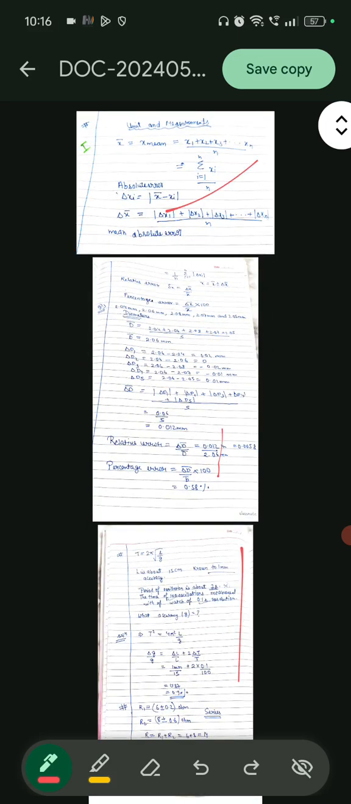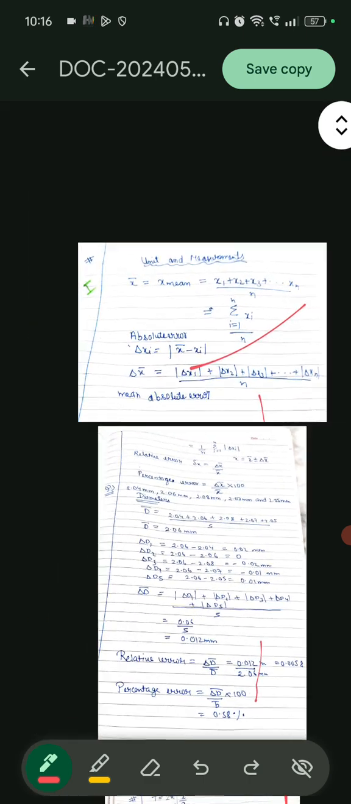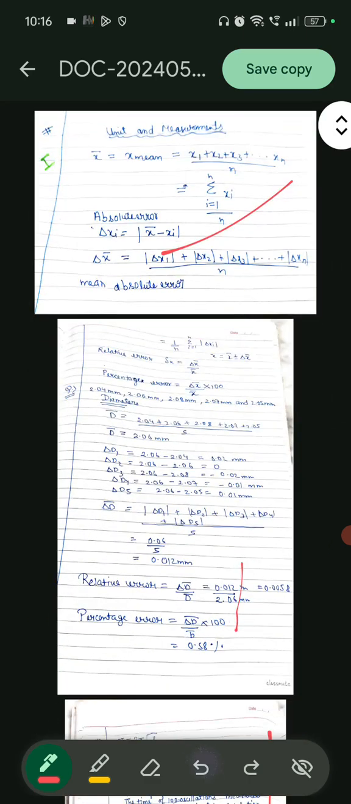This is the mean formula. We use this mean formula, and this is a summation. This is the formula of the absolute error, or the mean of the absolute error: the sum of the absolute errors divided by the number of observations. So this is the formula.